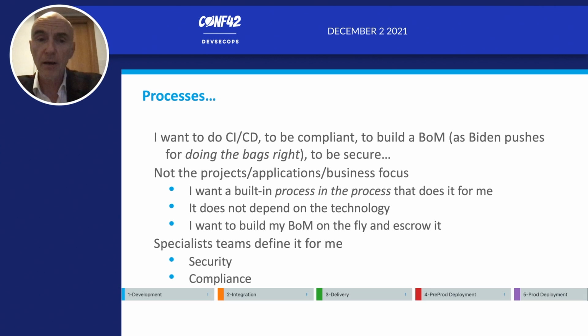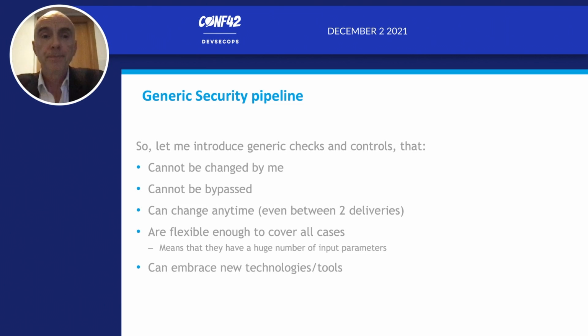So basically, what we have defined as a DevOps team, we have defined a security pipeline made of several stages that we have agreed with the security people, where we have to comply to several stages, several tasks in the stages for development, for integration, for delivery, for pre-production and production. We have to do some scans, we have to verify some security aspects. So let me introduce these generic checks and controls.